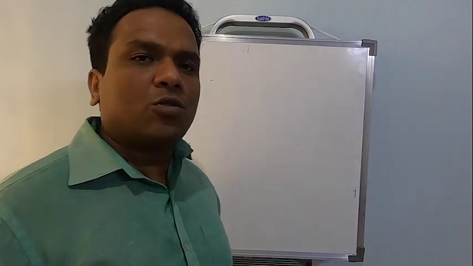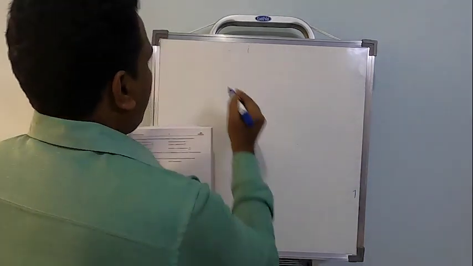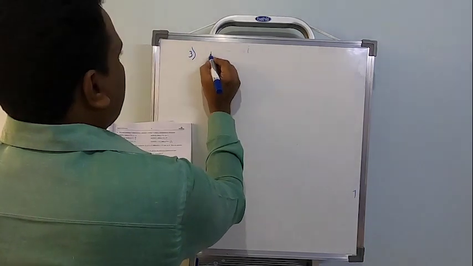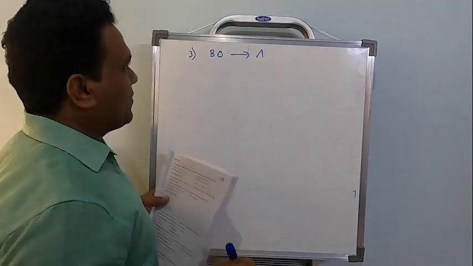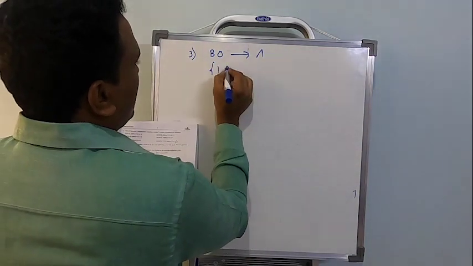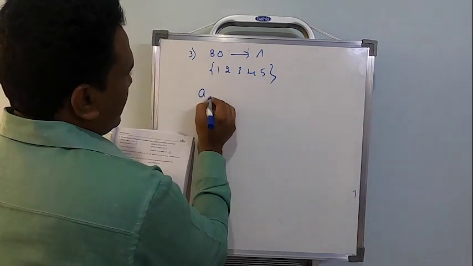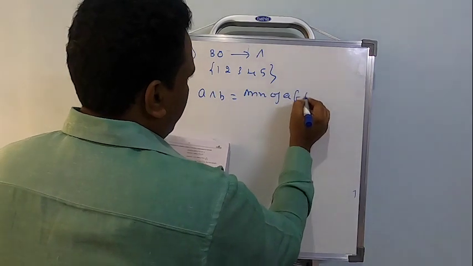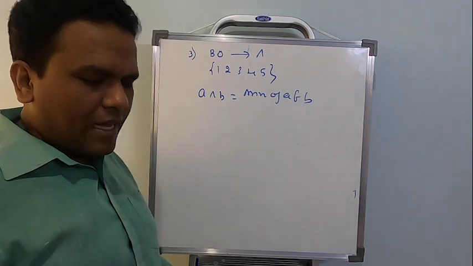Now let's move to problem number 3 in the exercise. This time they have given a binary operation with the symbol cap, defined on the set {1, 2, 3, 4, 5}. They said that A cap B is the minimum of A and B. By using this definition, construct the table for cap.